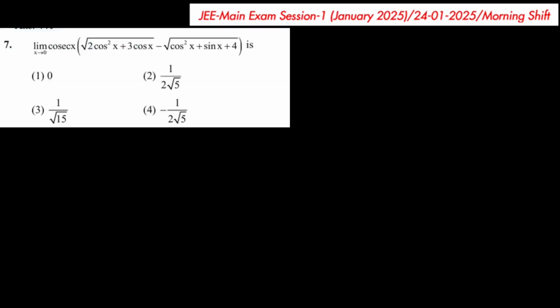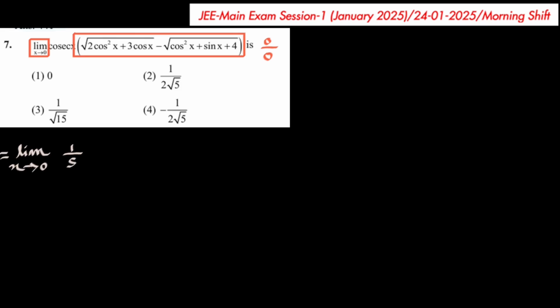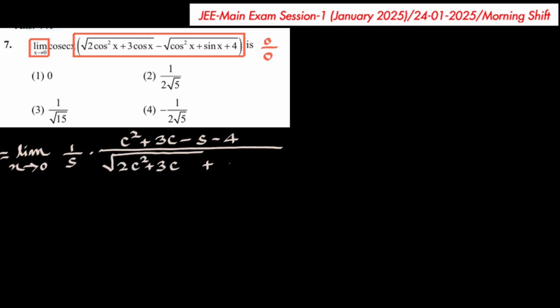In this question, we have to find the limit as x tends to 0 of this function. This limit is of the type 0 upon 0. So first we will rationalize this part of the function and write the limit as x tends to 0 of 1 upon sin x. We will use s for sin x and c for cos x. In the numerator, 2 cos square x minus cos square x plus 3c minus s minus 4, upon square root 2c square plus 3c plus square root c square plus s plus 4.